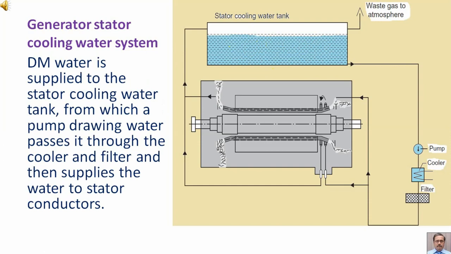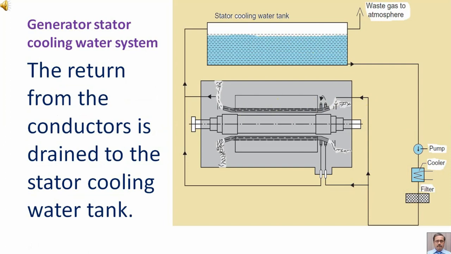DM water is supplied to the stator cooling water tank, from which a pump drawing water passes it through the cooler and filter, and then supplies the water to the stator conductors. The return from the conductors is drained to the stator cooling water tank.